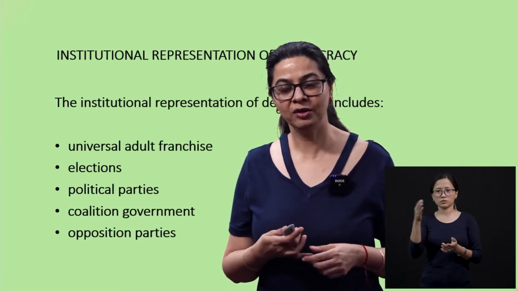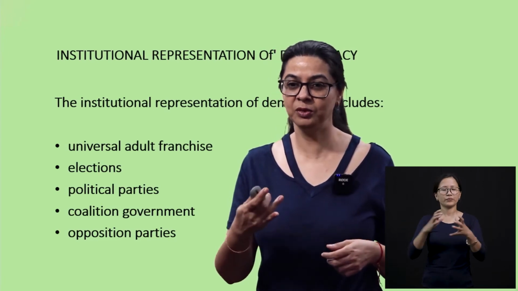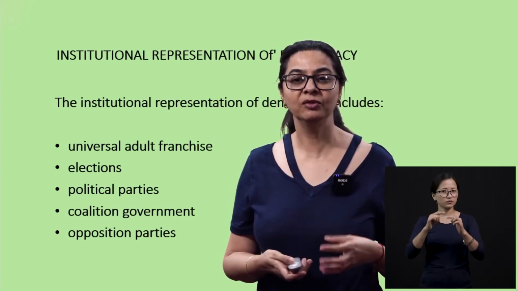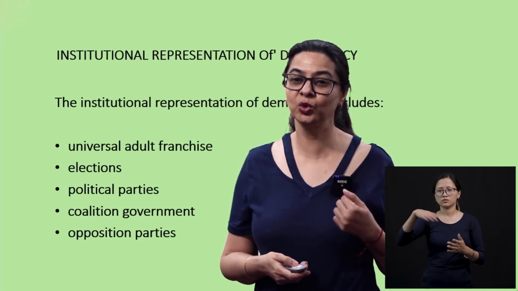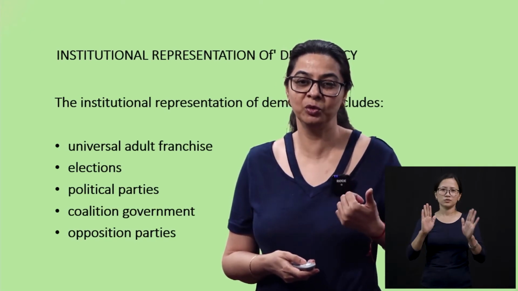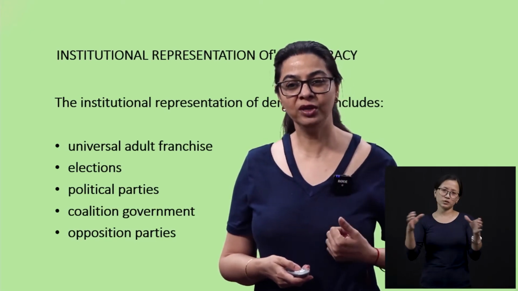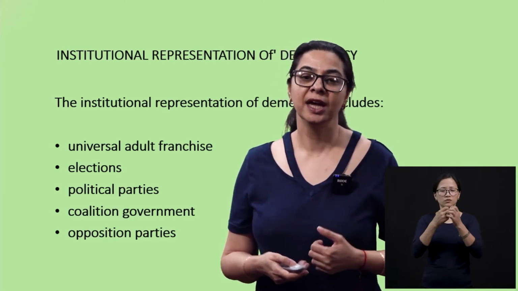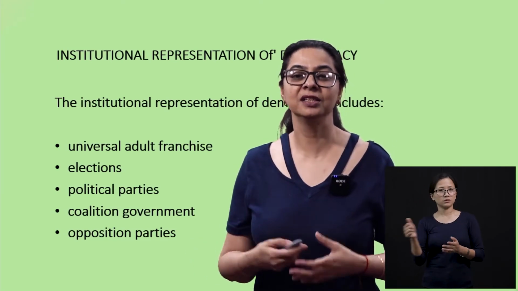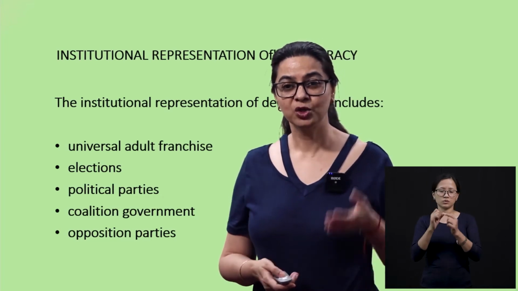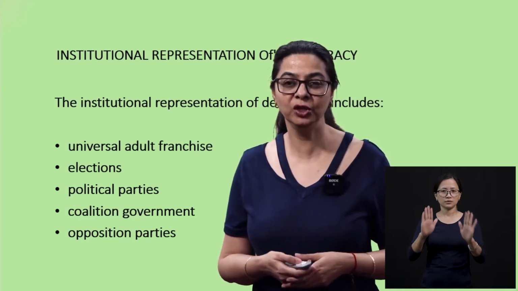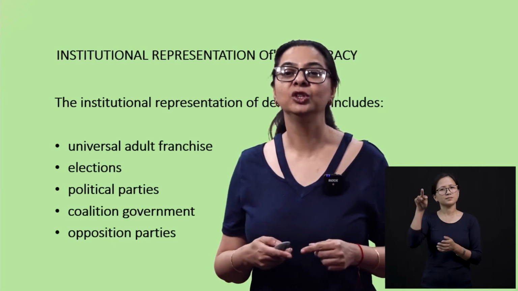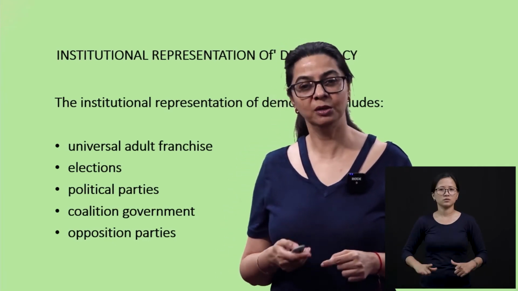So remember, you have the universal adult franchise. That means you have the voting rights. You have the voting rights, you go for the elections. Who do you elect? You have to have somebody from the political party. There is no one single winner. You form a coalition party and the others are sitting as opposition parties. So if you have these institutions in your country, it means you are living in a democracy.